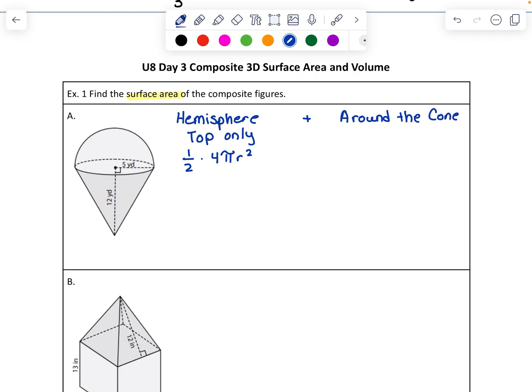So the cone part we want is the pi RL. Again, we don't want the circle base because it is covered up. Surface area is only exposed areas that you would see. So in this picture, our radius is 5. So I have 1/2 times 4 pi times 5 squared.